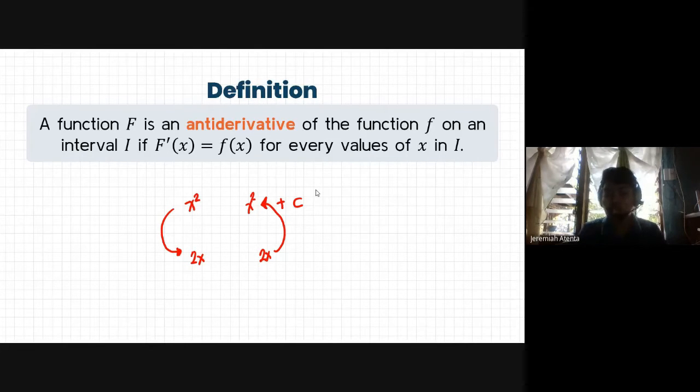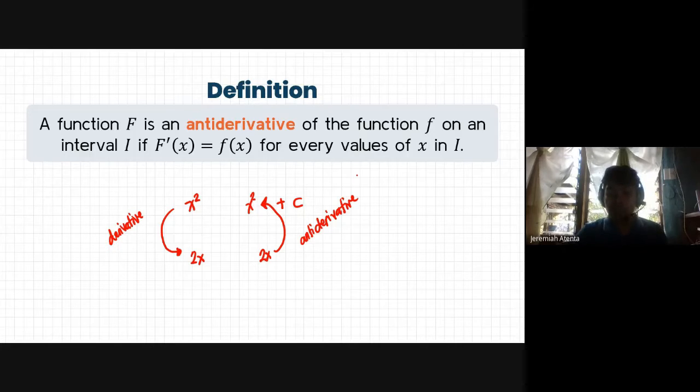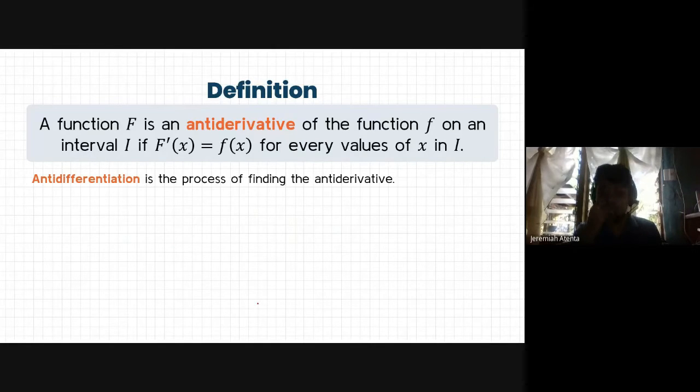And we will discuss it more later. Why is it important to put plus c? Okay? So here, we are taking the derivative, while here on the other side, we are taking the antiderivative. So therefore, antiderivative is just the reverse process of derivative. And since differentiation is the process of taking the derivative, anti-differentiation is the process of finding the antiderivative.